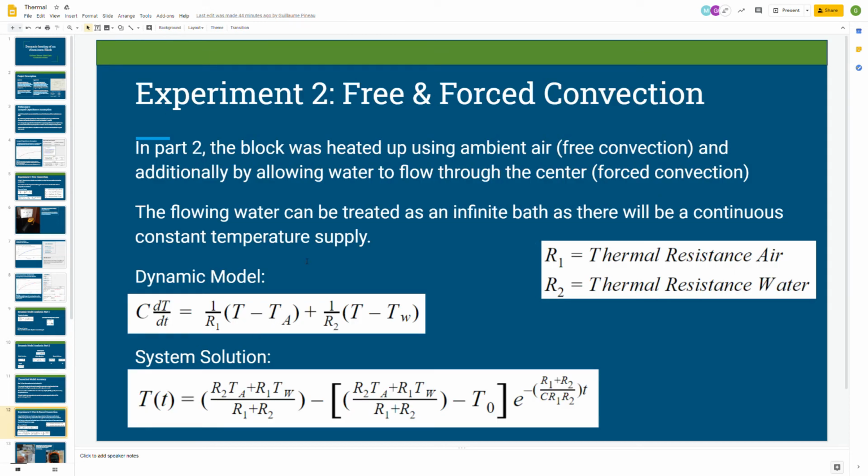And then we moved on and created a model for the situation where we have free convection due to air and forced convection due to flowing water through that through hole. After some simplification, we arrive at our system solution, and this is our unique solution. We've got two resistances: the thermal resistance due to air, and the thermal resistance due to water.